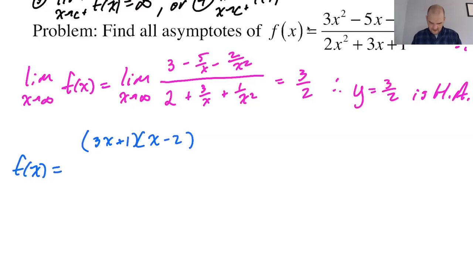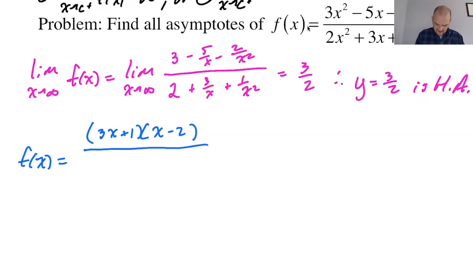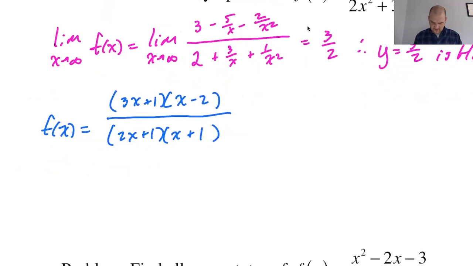So I get -6 and +1 is -5. I get a -2 at the end. I get 3x squared. Looks good. Does the denominator factor? 2x, x. I mean, I have to do +1, +1. So +1, +1. Okay, good enough. So there are no removable discontinuities, which is fine.